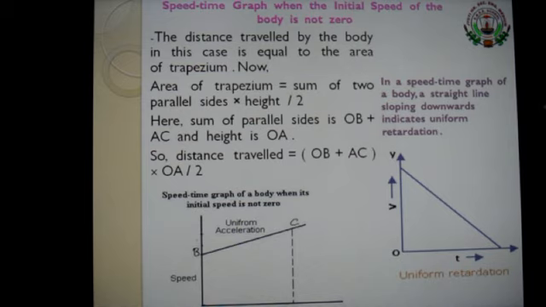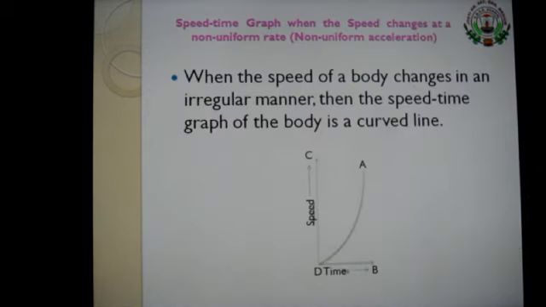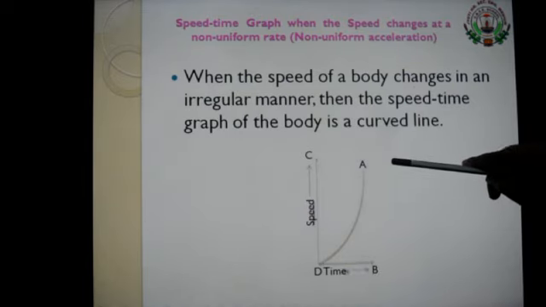In a speed time graph of a body, a straight line sloping downward indicates uniform retardation because here the velocity is decreasing. Now we will discuss the speed time graph when speed changes at a non-uniform rate. When the speed of a body changes in an irregular manner, then the speed time graph of a body is a curved line.